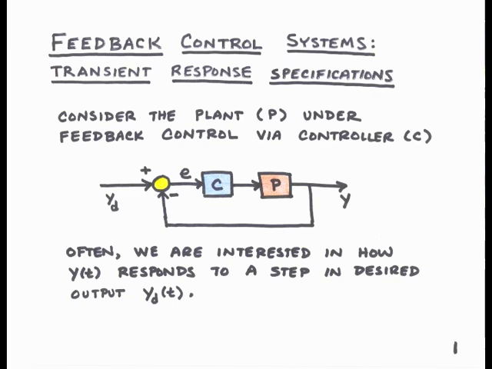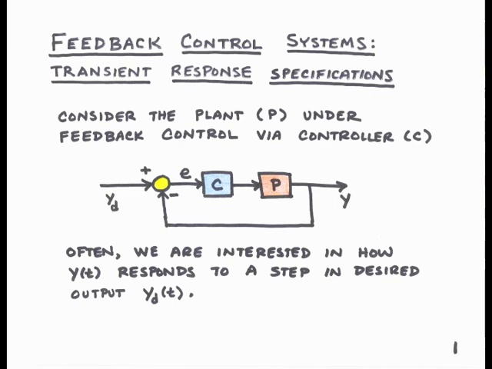We have a desired signal, YD, being compared to the actual output, Y. That generates an error signal, which goes into our controller, C. The output of the controller is then used as an input to the plant to cause the plant's output, Y, to follow Y sub D.